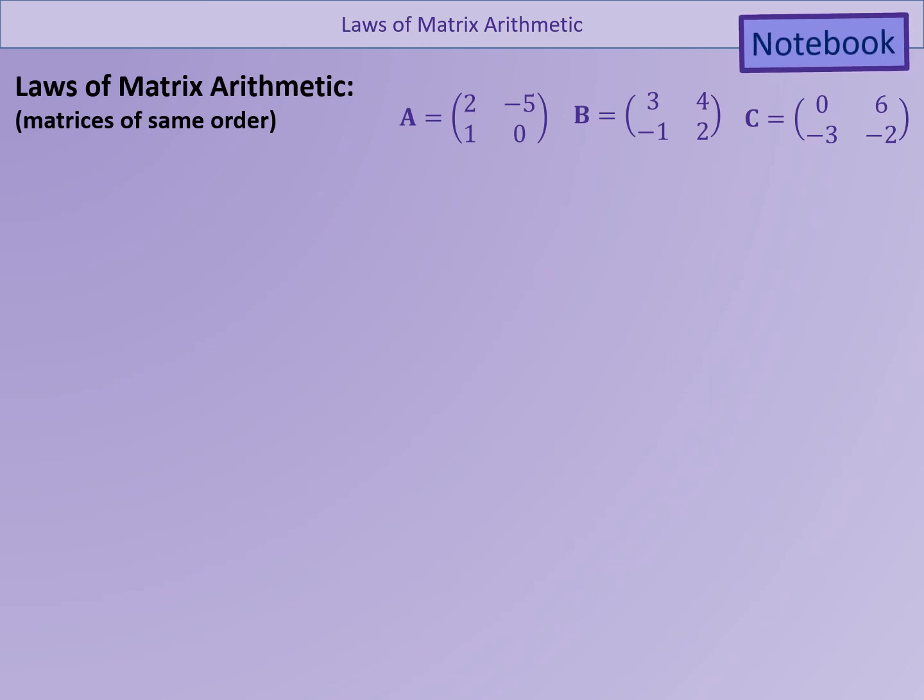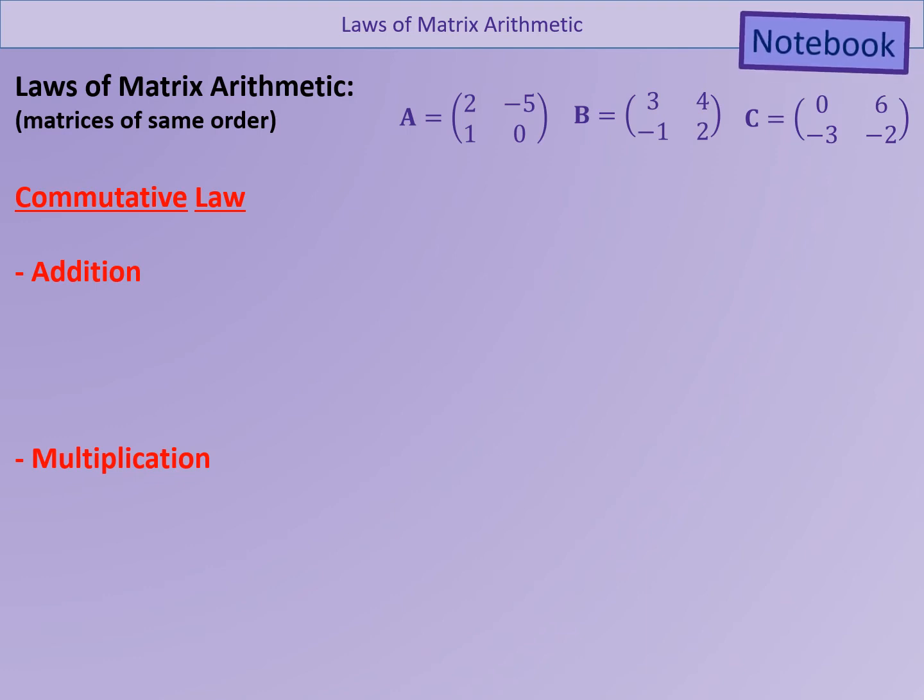Now we've taken a look at how to add and multiply matrices, we're going to take a look at the laws that these operations hold. It only makes sense if the dimensions of the matrices are suitable for these operations, so we're going to look at matrices that have the same order. In the examples, we're going to use matrices A, B and C, which have an order of 2 by 2, so they are all square matrices.